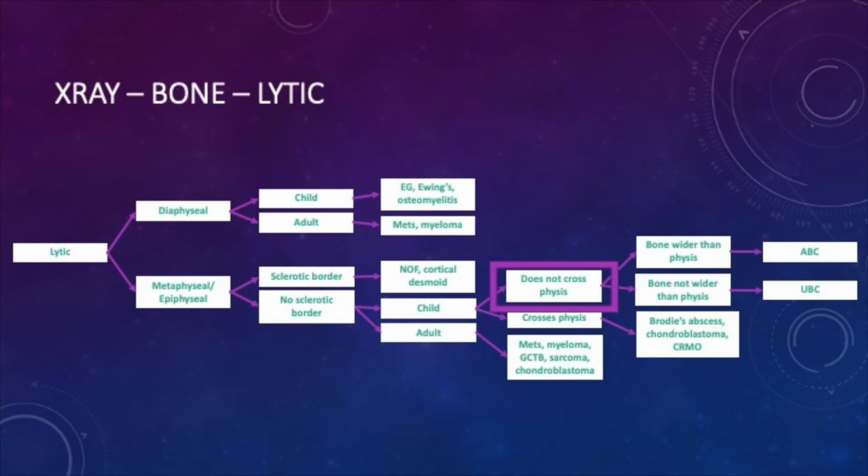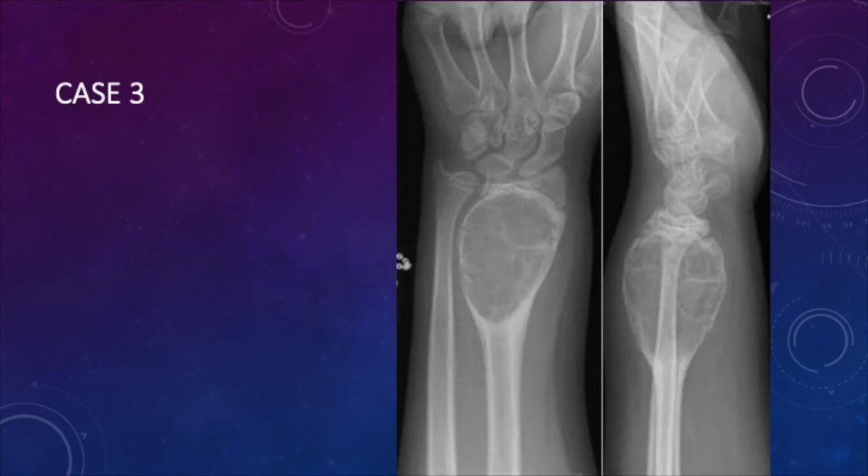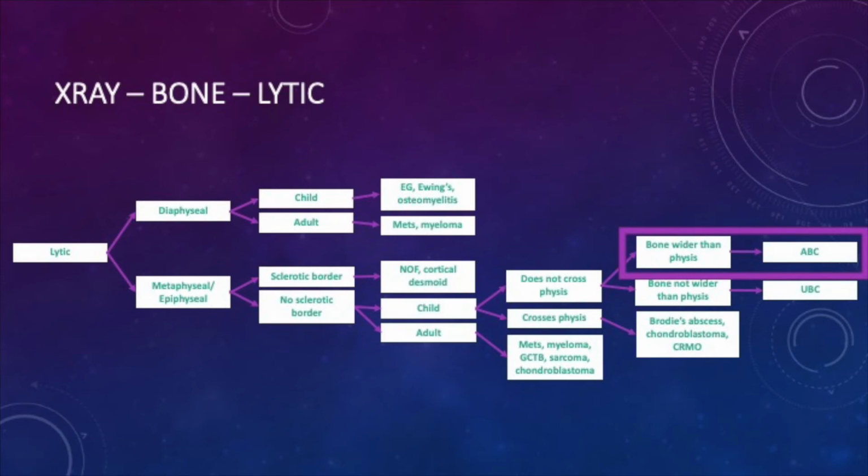So the next thing we have to ask is, what does this bone look like? Has it expanded to be wider than the adjacent physis, or has it expanded but it is not wider than the adjacent physis? Again, when we look at this expansion, it's significantly wider in both planes compared to the distal physeal plate there in the radius. So this is wider than the adjacent physis. This is an aneurysmal bone cyst.